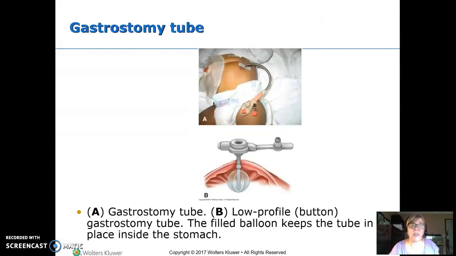Here's a couple of pictures of gastrostomy tubes. The one on top is your traditional gastrostomy tube, and that piece is always hanging out. We don't use those very often at Children's. This is what we use, the button, and we use the Mickey brand. This is the skin here, right? So this is all you see above the skin.